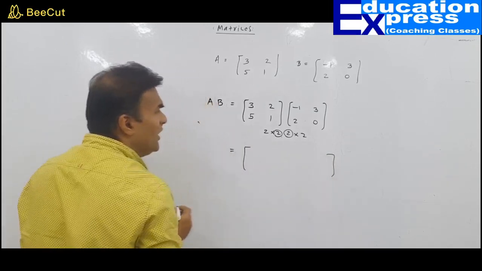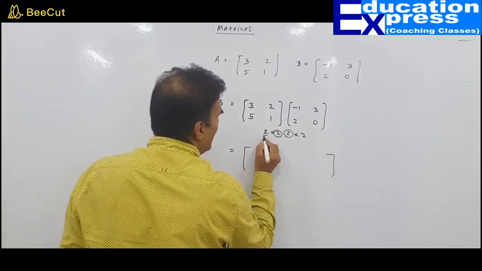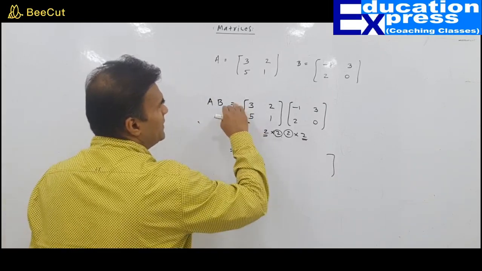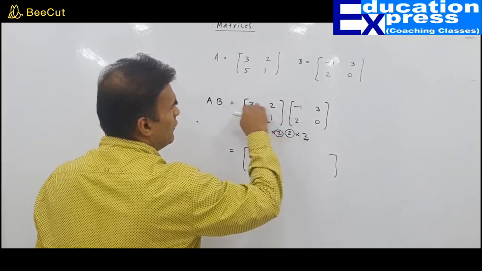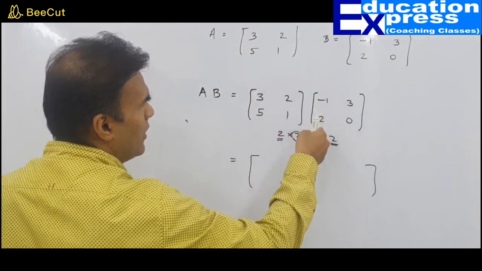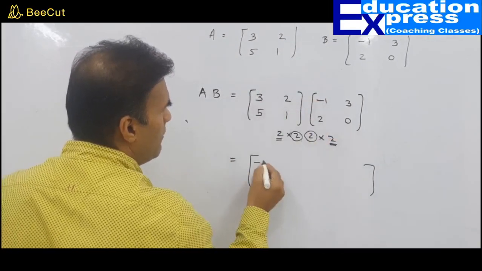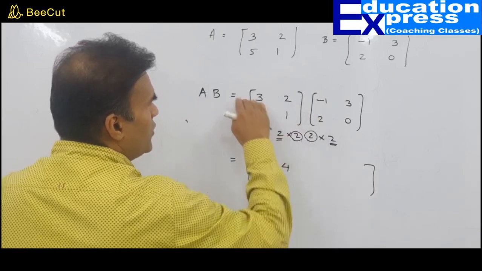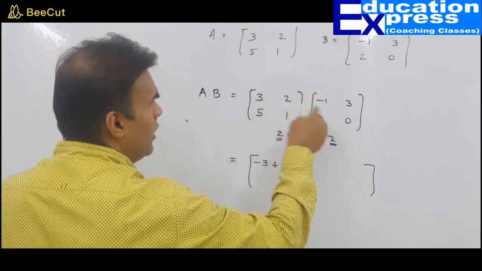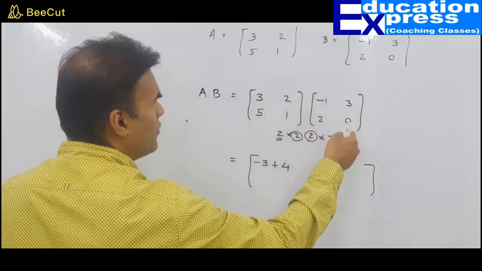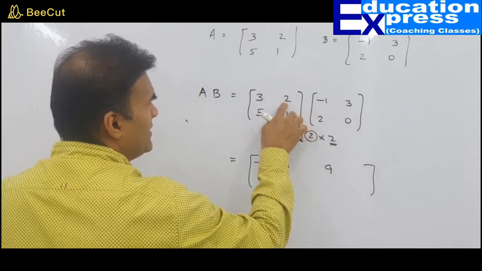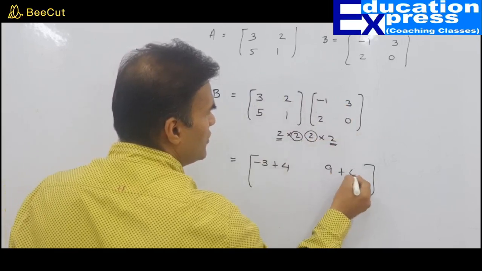And what will be the resulting order of the matrix? That is the remaining one, 2 into 2. How do we go about it? So very simple. Start with the row. This row from here will get multiplied by this column. 3 into minus 1, minus 3. Plus 2 into 2, 4. So this row done with this column, same row with the next column. 3 3s are 9. Plus 2 into 0, 0.